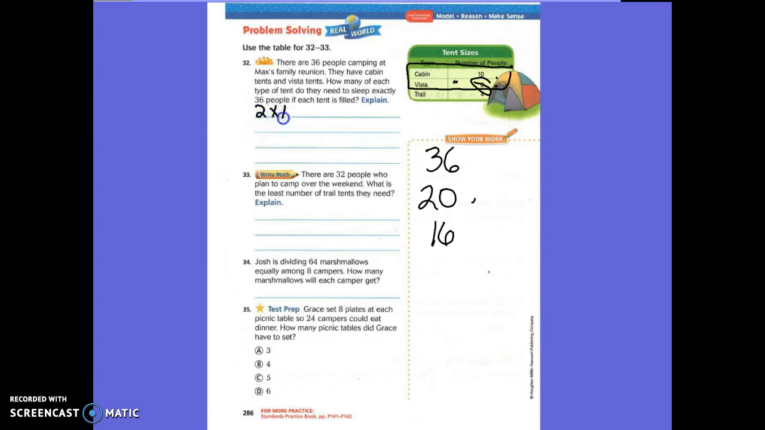So 2 times 10 equals 20, which is cabin tents. So 20 people in cabin tents. Okay, 2 times 10 equals 20. Now we did 36 minus 20 equals 16 people.